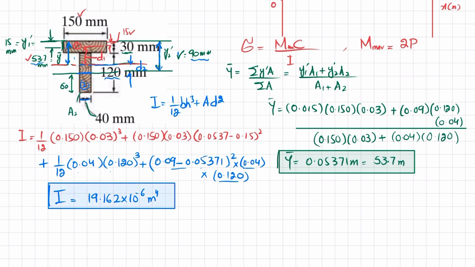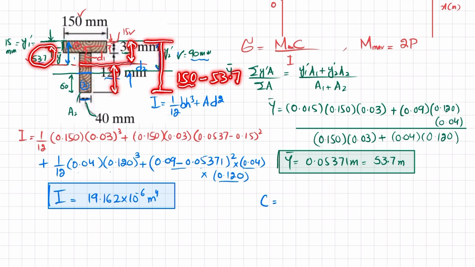Now what about C? So C is the maximum distance from the neutral axis. You can see one distance is this one, from the neutral axis, which is 53.7, and the other remaining distance, which is the maximum one, because the total height is 150. So 150 minus 53.7 will give you 96.3. So this is the maximum distance, 96.3. Clear?